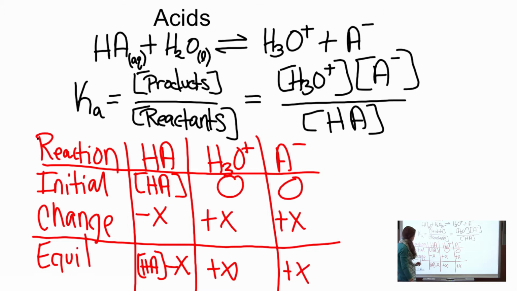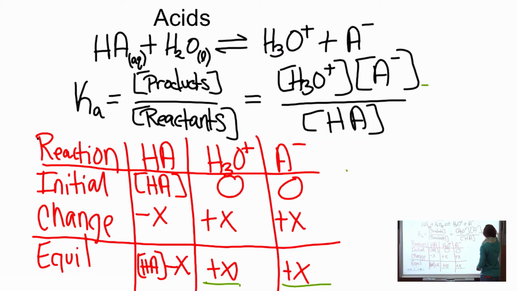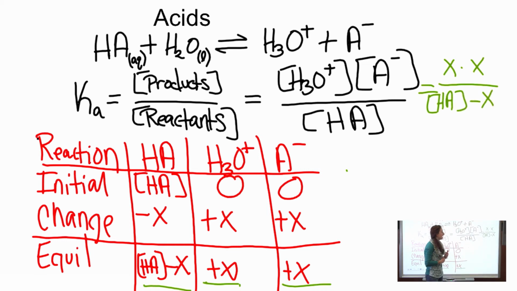So where this gets important is you can plug in these values for your Ka equation. So remember how we had the concentration of our hydronium and our anion? We're going to pull those from right here and here. So you'll have Ka equal to X times X, and then the concentration of your acid is going to be this guy right here. So you'll have HA minus X. And then we're going to make a simplifying assumption in that your change for your overall reaction, so your X, is going to be so small that it won't even matter on the denominator.